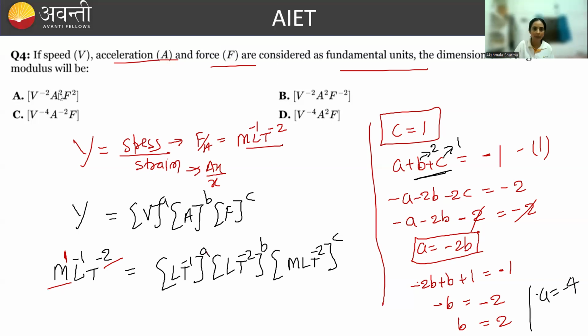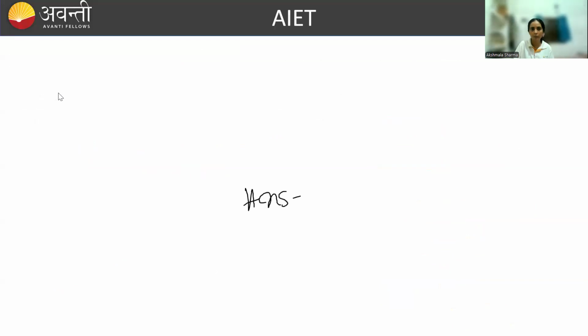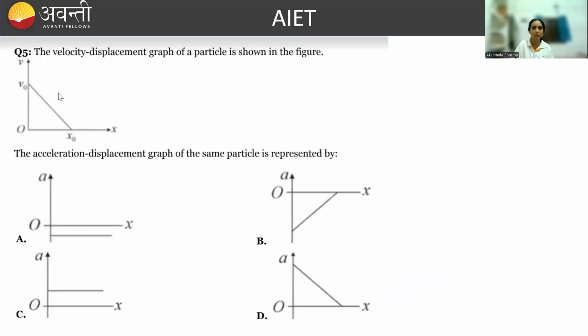So if you put the values here, this is your what? This is velocity to the power -4. This is acceleration to the power 2, and this is force to the power 1. So the correct answer will be what? It will be D. So the answer here is D.